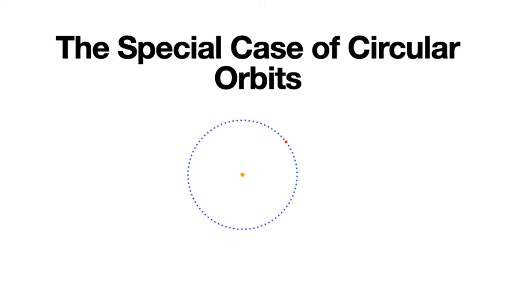Let's consider the special case of circular orbits. All circles are ellipses, and circular orbits represent a special case for which it is easy to show that Kepler's third law holds true. Also, circular orbits provide an opportunity to introduce some concepts that will be useful later.